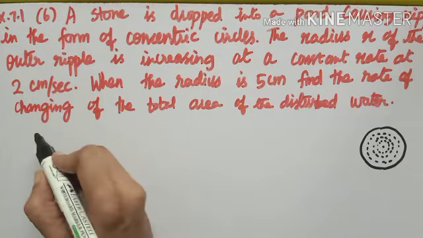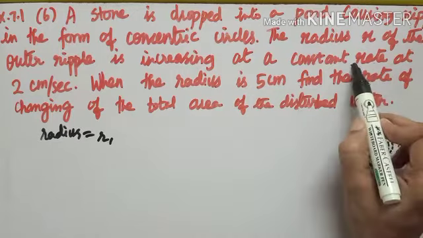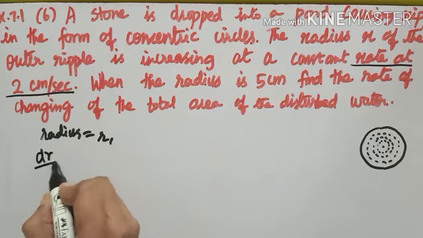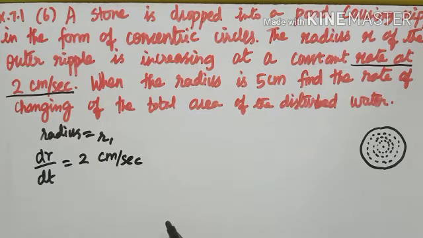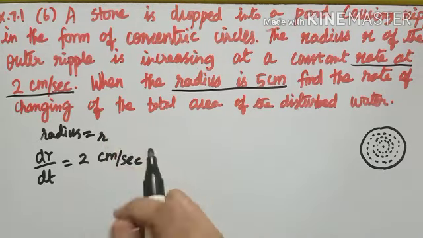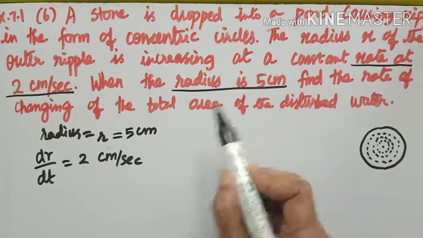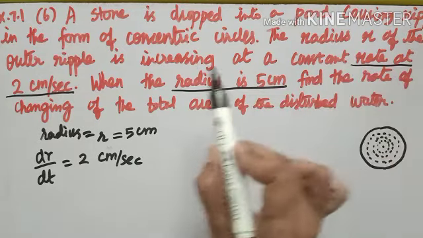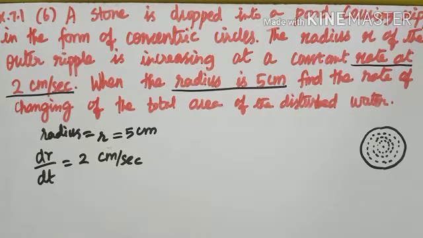The question says radius equal to r. The rate of the radius, dr by dt, equals 2 centimeters per second. The radius is 5 centimeters, so r equals 5 centimeters. The rate at which the radius is changing or increasing is dr by dt.